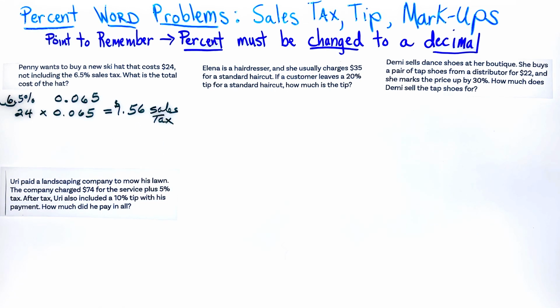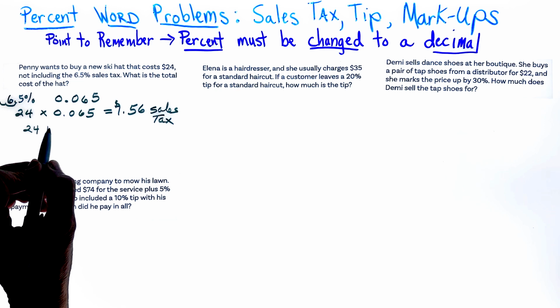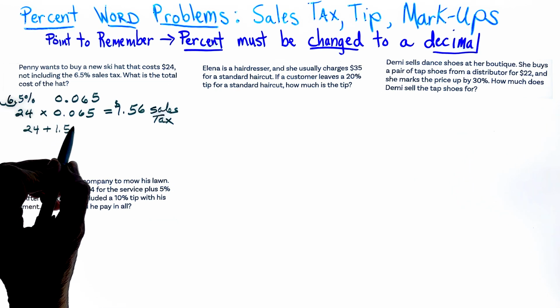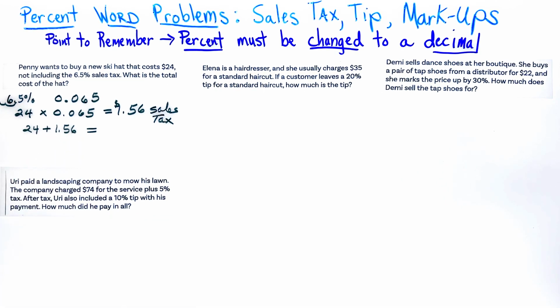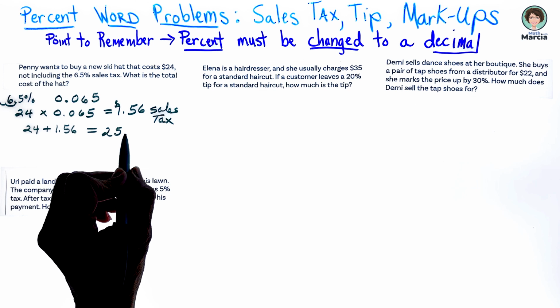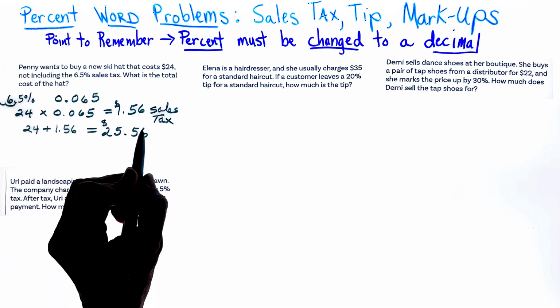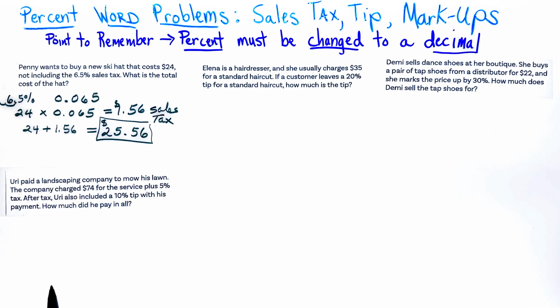Well, what we need to remember is we're going to purchase the hat. We have to pay the sales tax. And we want to know how much money you are going to need to give the salesperson. So the total is $25.56. And that's the amount of money you would need if you indeed wanted to buy the hat.